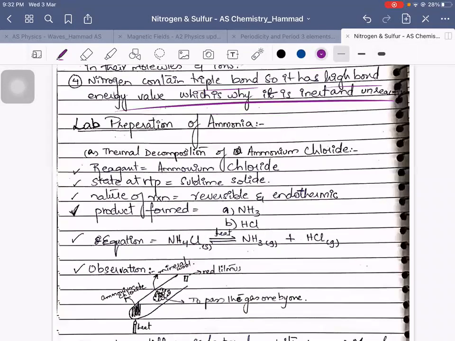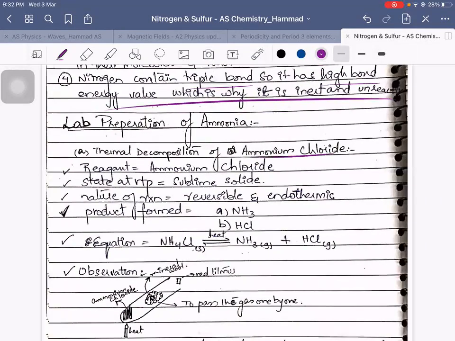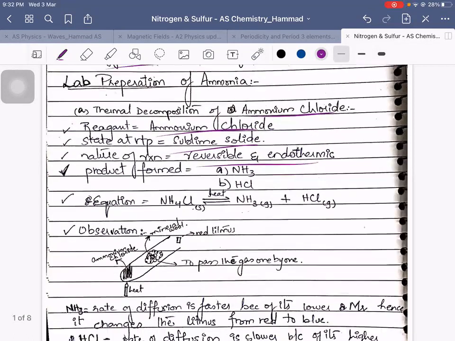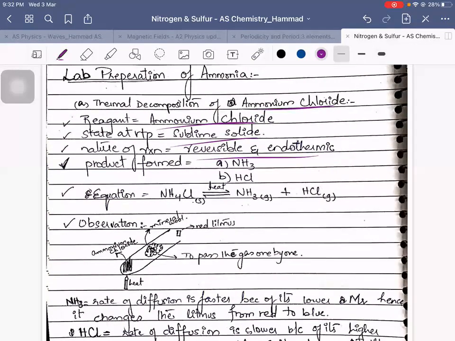Lab preparation of ammonia, thermal decomposition of ammonium chloride is possible. Your reagent is ammonium chloride. State is it is a sublime solid. A reversible and an endothermic reaction. Ammonium chloride, when heated a bit, right, and passed through a mineral wool, would release ammonia gas and HCl somewhat like this.